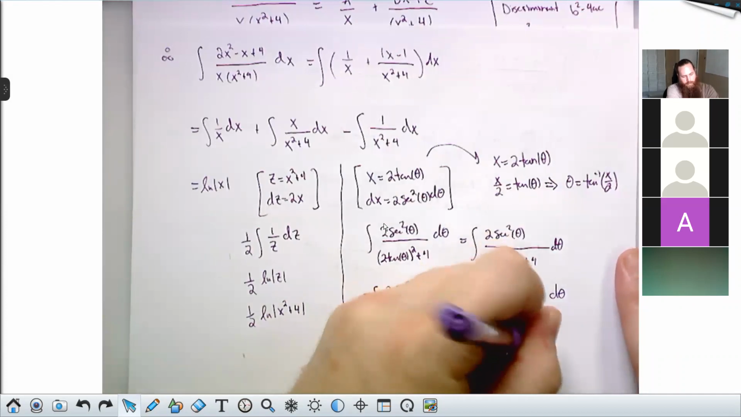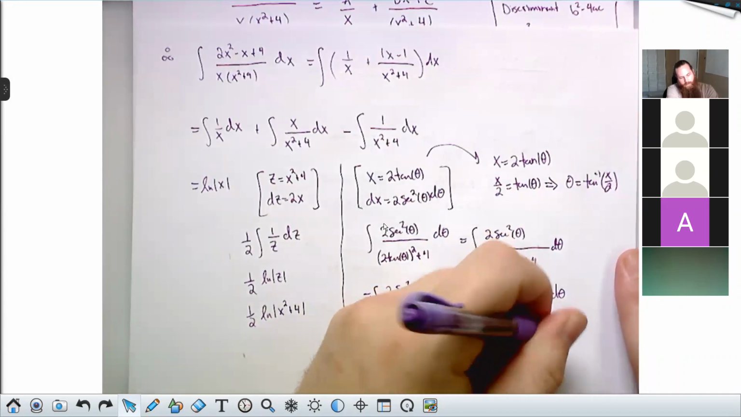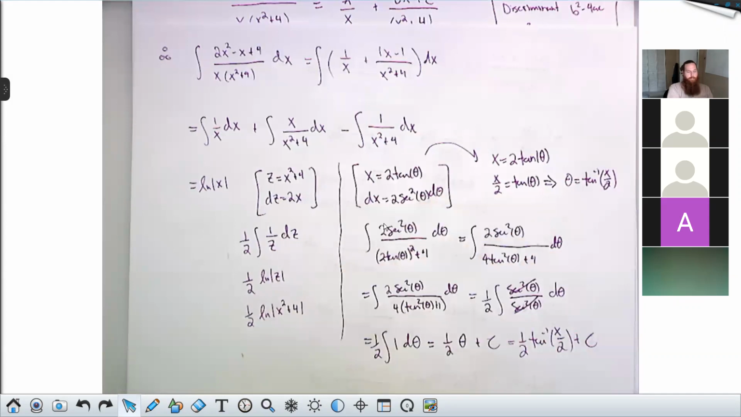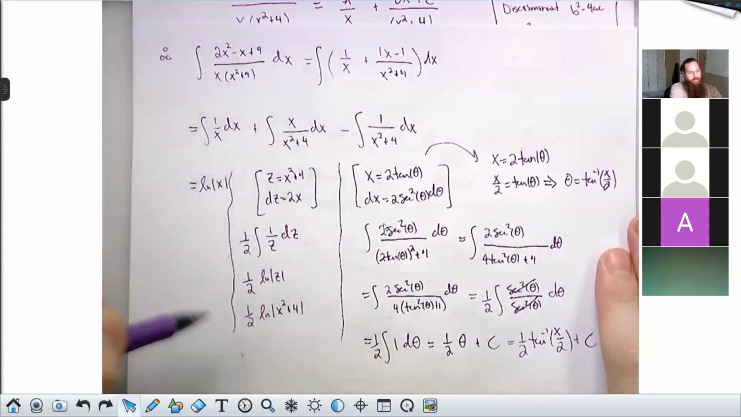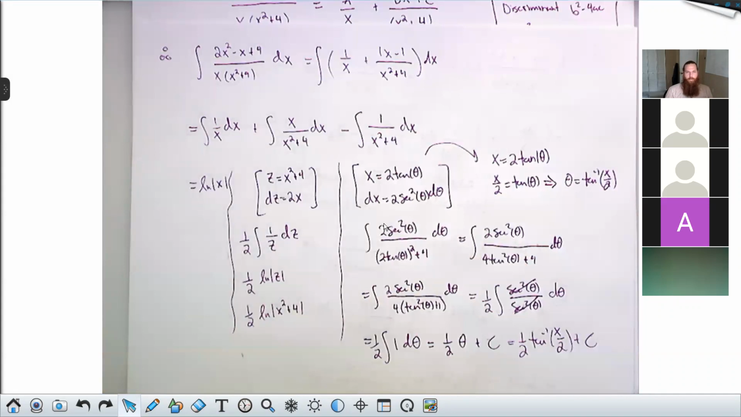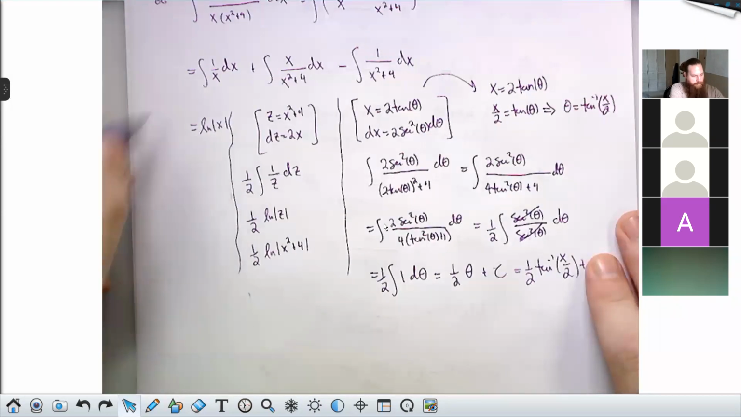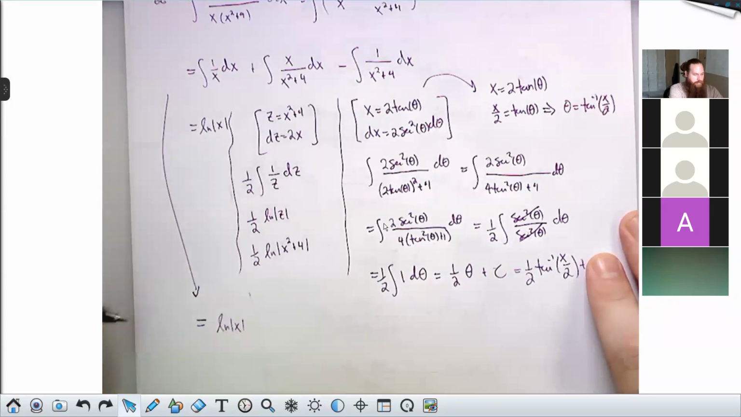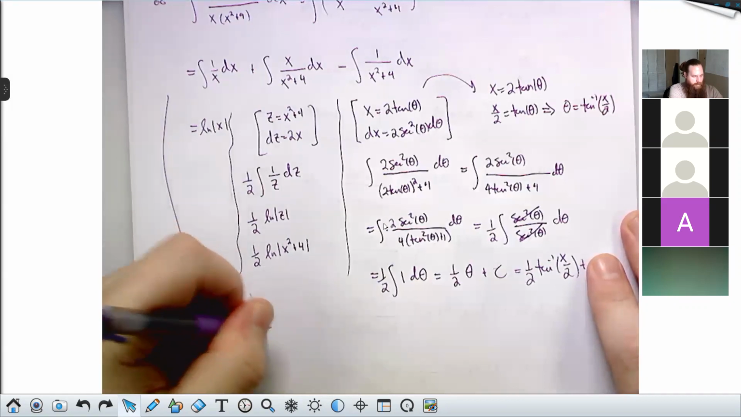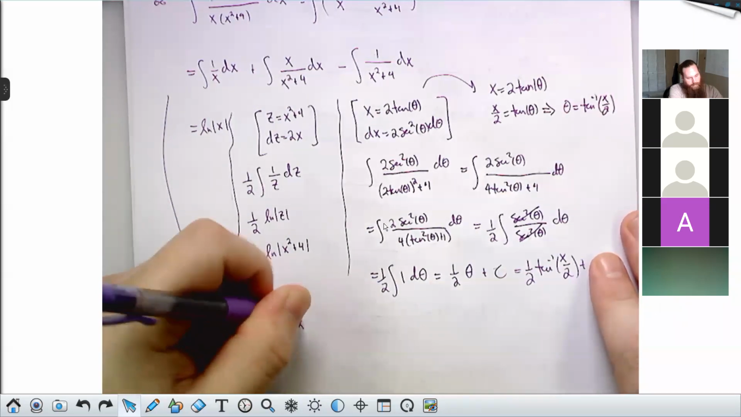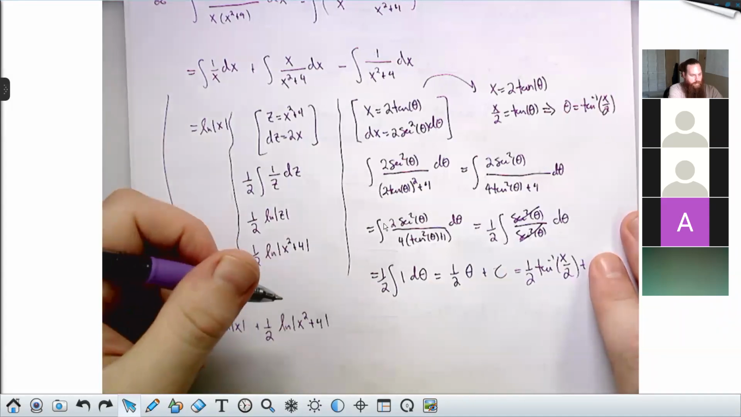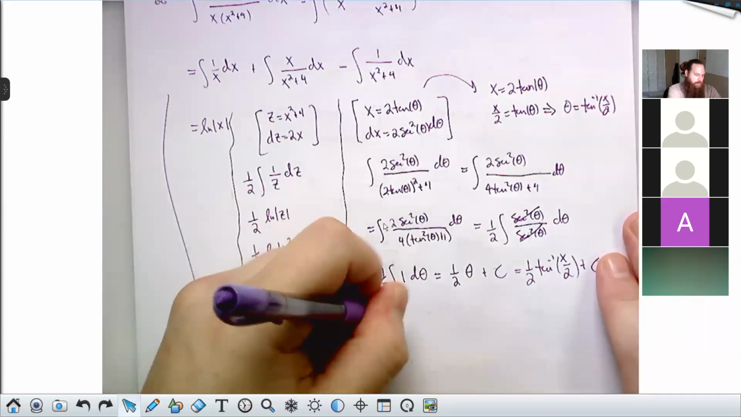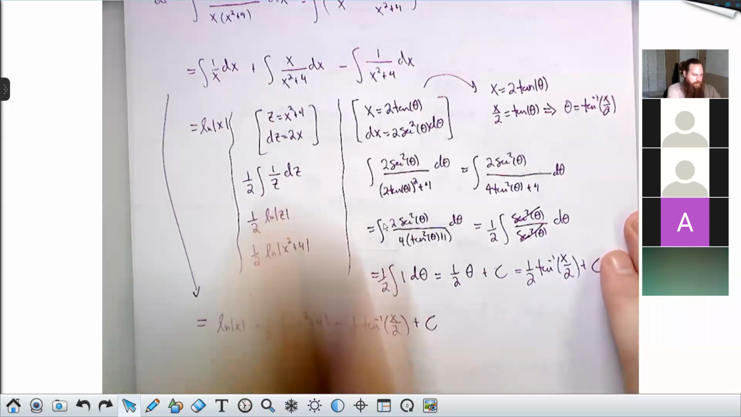So I get 1/2 inverse tangent x over 2 plus c from him. This guy over here, he was done. Nothing to do. So all together, we get natural log absolute value of x plus 1/2 natural log absolute value x squared plus 4 minus 1/2 inverse tangent of x over 2 plus a constant.